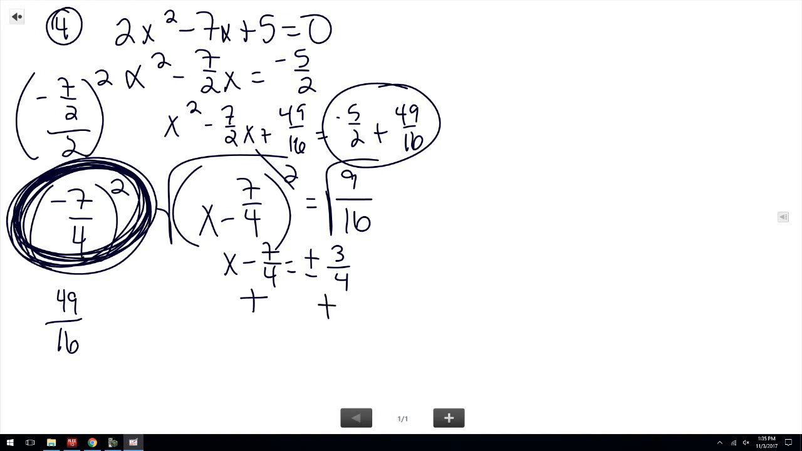Add the 7 fours. What's positive 3 plus 7? 10 over 4. But 10 and 4 reduce by 2. Very good. Alright, what's negative 3 plus 4? Positive 1. Positive 4 over 4.